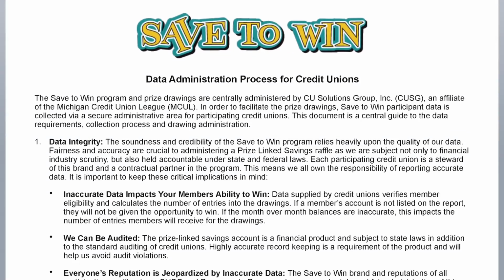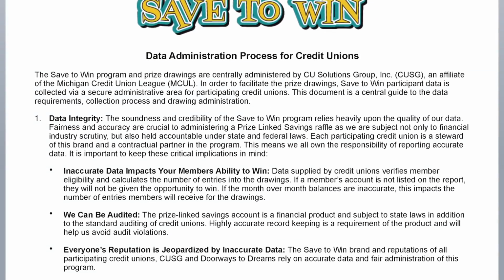The soundness and credibility of the Save to Win program relies heavily upon the quality of our data, so it's very important that we are fair and accurate in all of our administrating efforts with the PrizeLink Savings Raffle, as we are subject to not only financial industry scrutiny, but also held accountable under state and federal rules. Each participating credit union is a steward of this brand and a contractual partner in the program. This means that we all have the responsibility and due diligence to make sure that we're reporting accurate data.